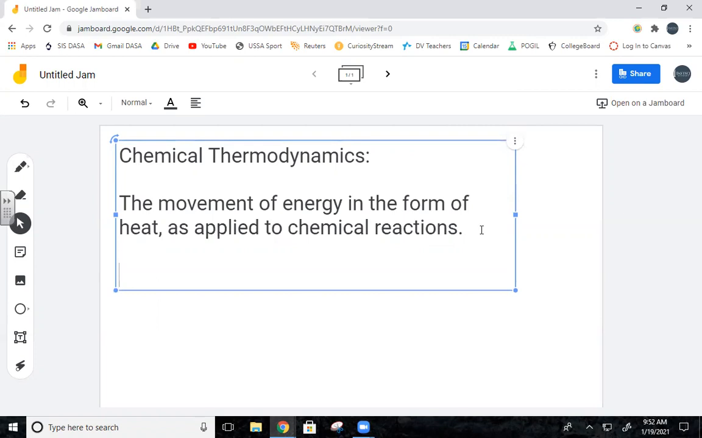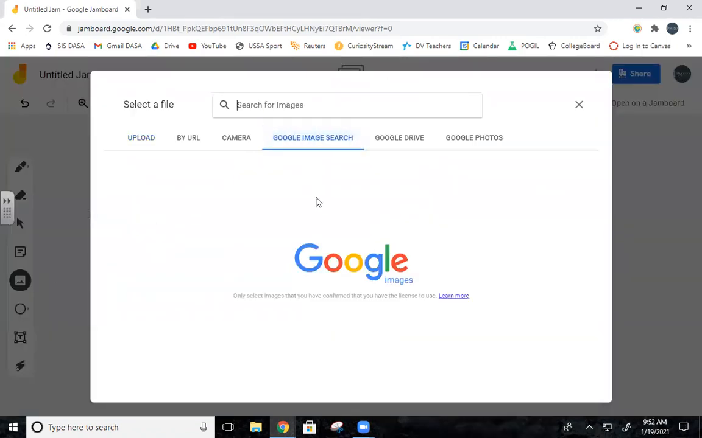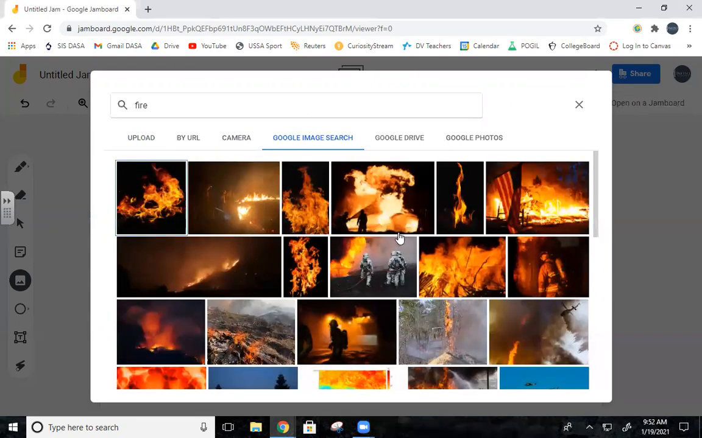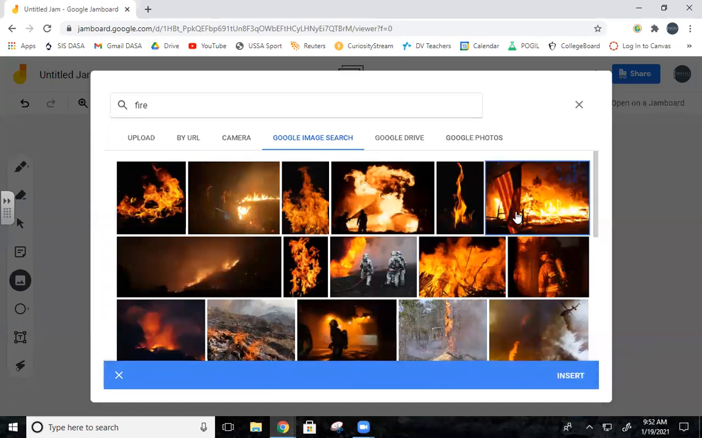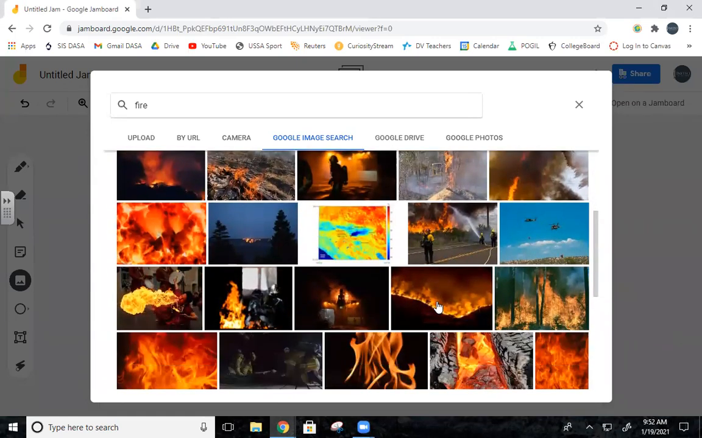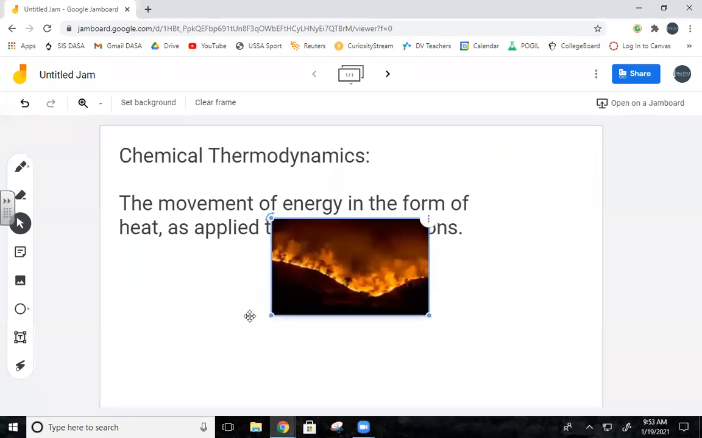So, chemical thermodynamics, and we are going to talk about a couple of different topics. Let's get some fire on here, shall we? And I'm not going to draw it. I'm actually going to get an image. Fire. Maybe not the best one. Let's just do a mountainside burning, shall we? That seems appropriate.